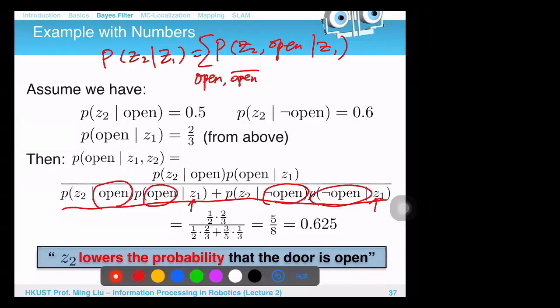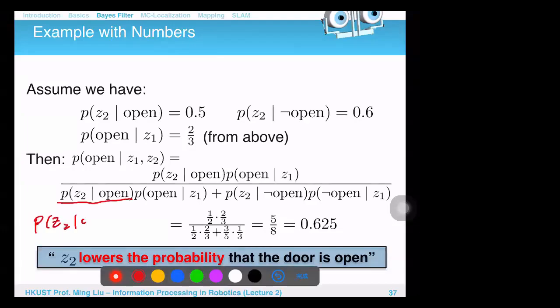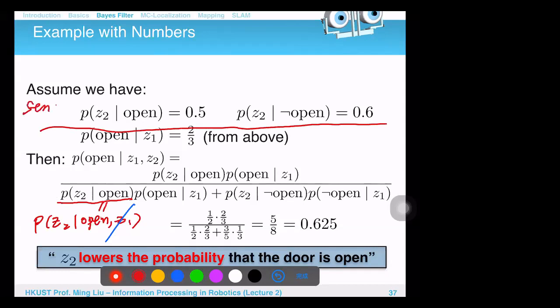To be more specific, this term is P(Z2 given open, and Z1), equals to this. We can take out the Z1 because of the conditional independence. So you have the complete equation and plug in all these values. In this, we have the assumption like this. These are the sensor features, all the sensor characteristics. So given the open, Z2 is 0.5.